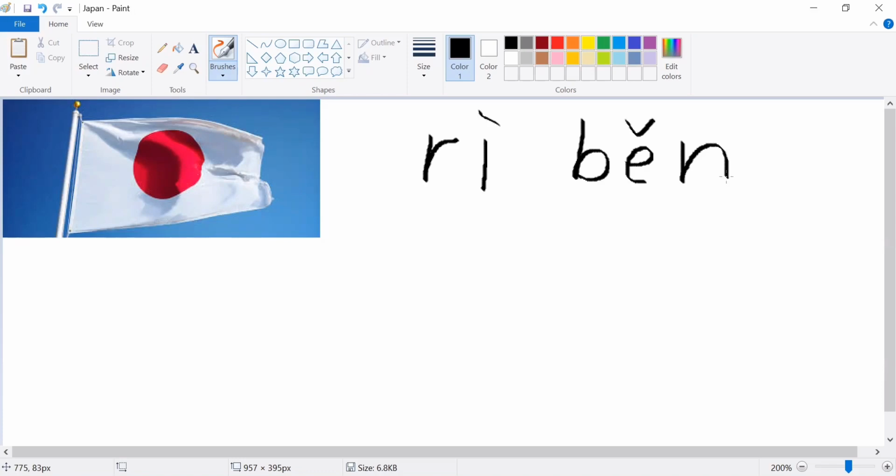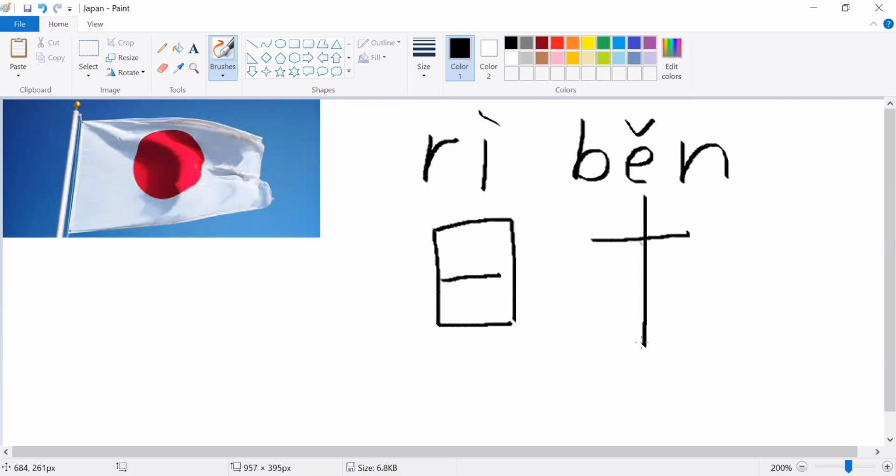日本, Nippon. Okay, so we also find the character that corresponds to each pinyin sound we put here. So 日, this is how you write this character. 日. Okay, and for 本, this is the character that has this sound, 本. Okay, as well. So these two are the characters that make up this word 日本, which means Japan.